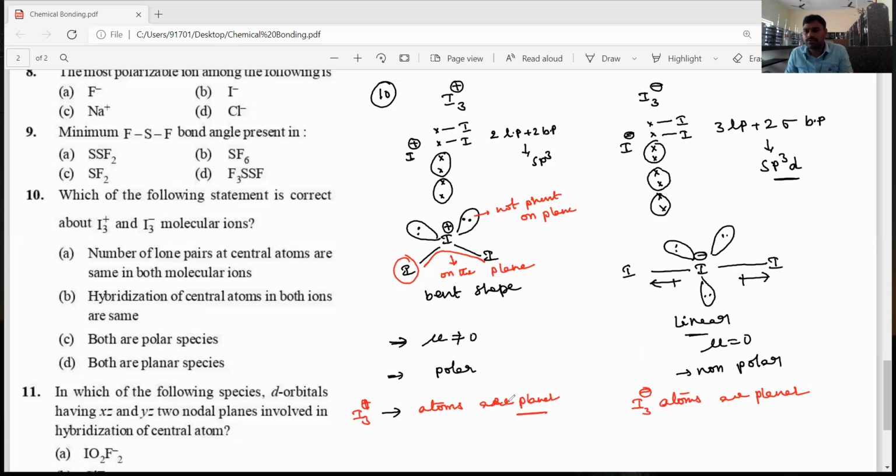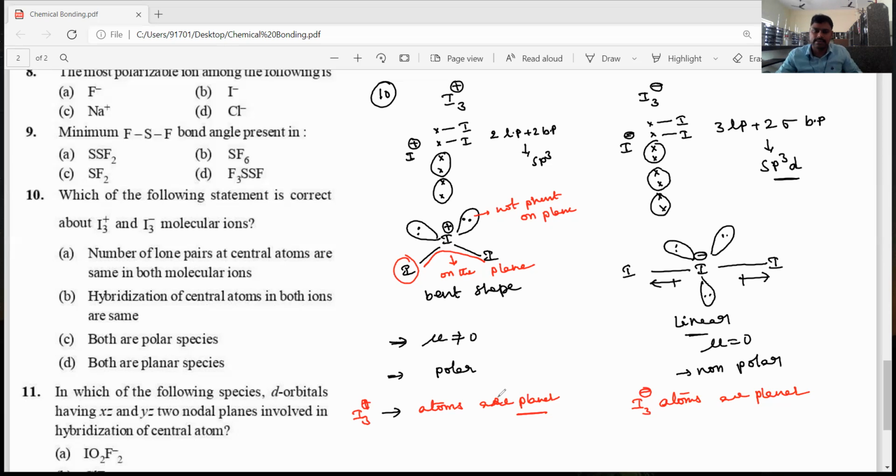Okay, so we need to identify the correct statement. You have to imagine that these two bonded atoms, with iodine as the central atom, are on the plane, and the lone pairs, one is above the plane and another is below the plane, like a bent shape molecule. That's why the dipole moment is not equal to 0, meaning polar nature. If the dipole moment is equal to 0, it means non-polar nature.